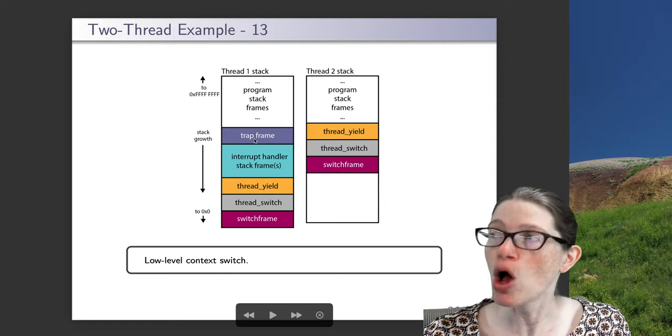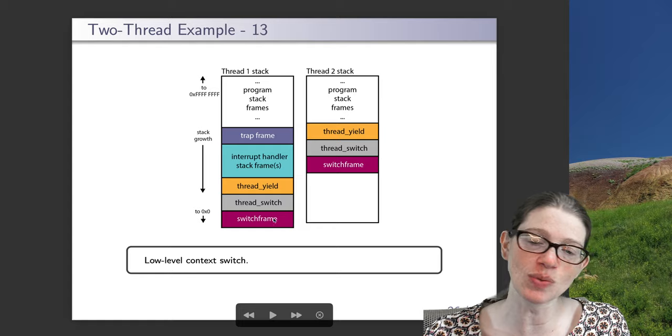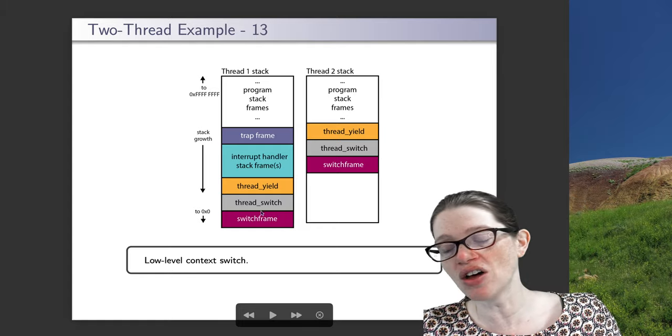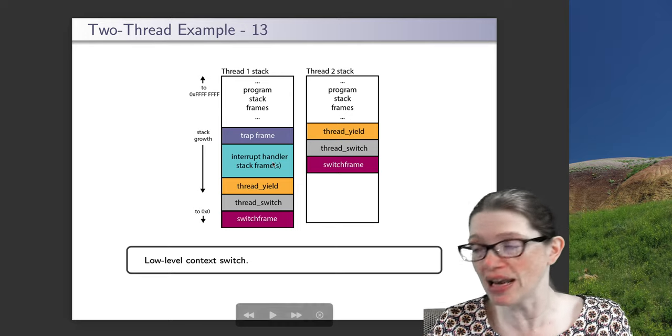And the trap frame will always contain the saved state of whatever was happening before, and the thread switch switch frame combo will save the context of whatever was happening before. And running kernel code is what was happening before.